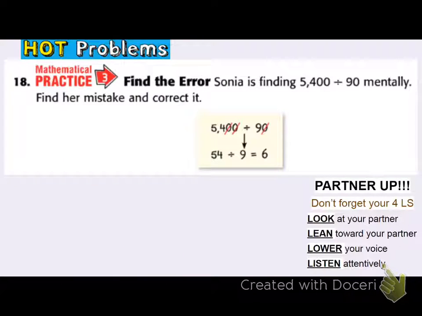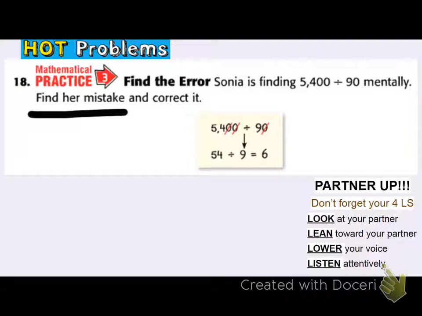All right, hot problem. Find the error. Remember, error is a mistake. Sonia is finding 5,400 divided by 90 mentally in her mind. Find her mistake and correct it. So they tell me she made a mistake. I have to find it.